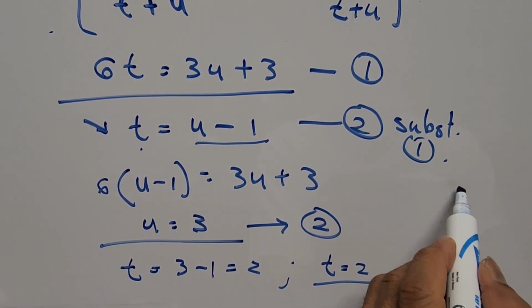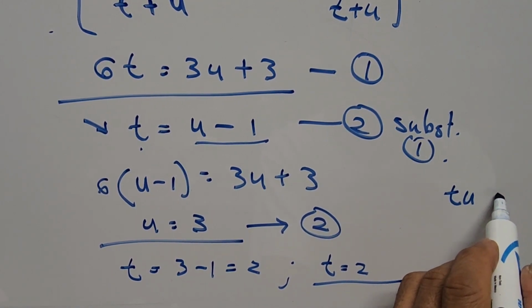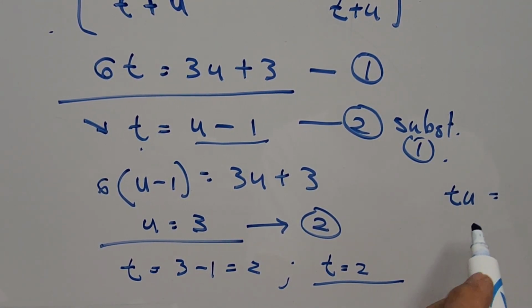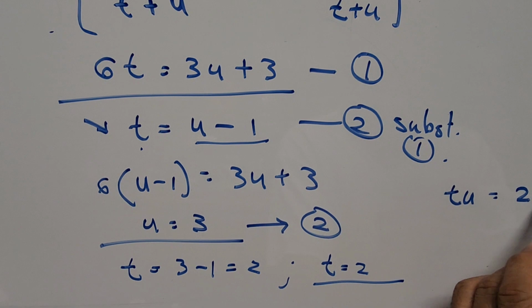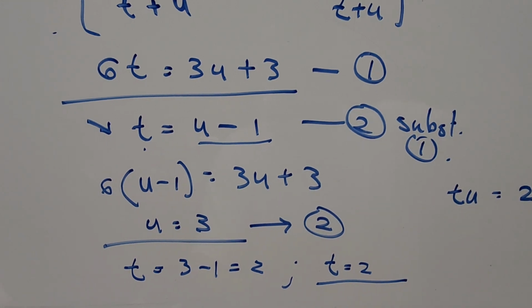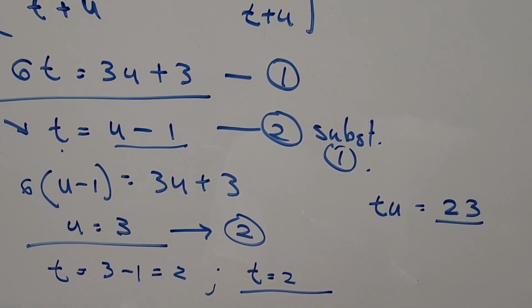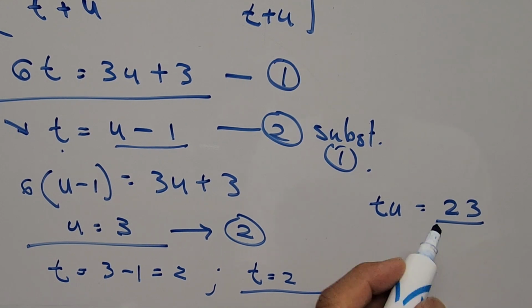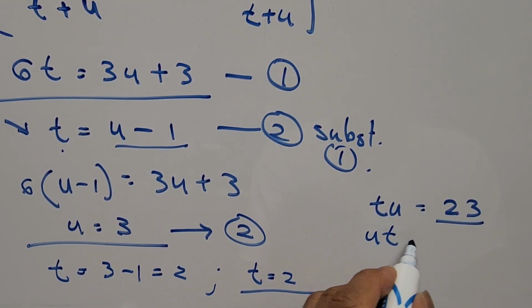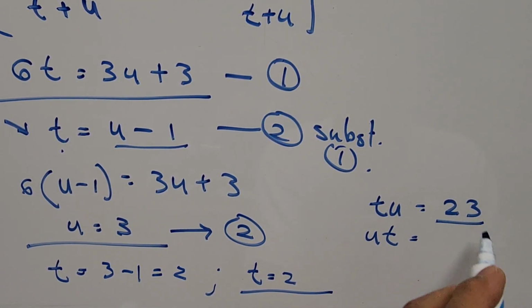Our number is TU, right? So this is equal to the corresponding value of T and U, where T is 2 and U is 3. So our number is 23. Alright, so if we reverse, what would happen? This will be UT. This is equal to, we reverse the digits, right? It will become 32 instead of 23.